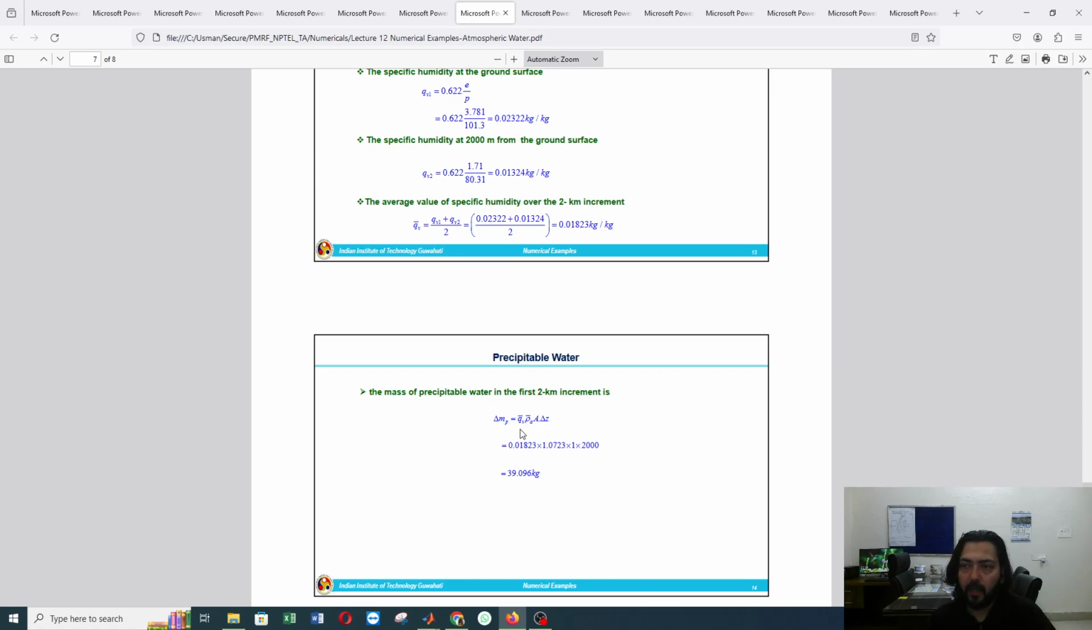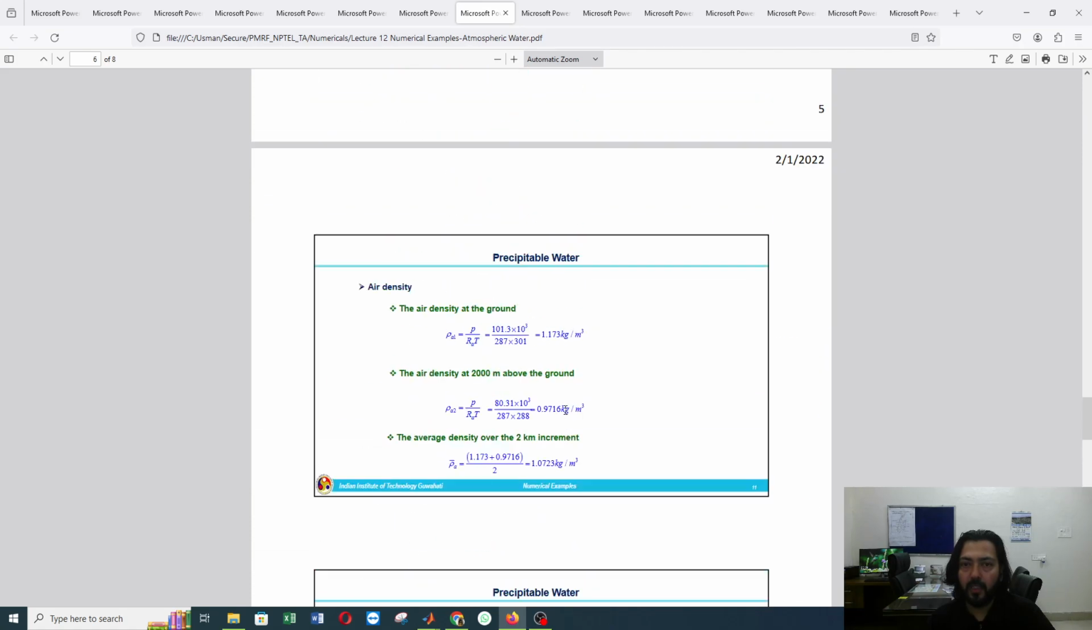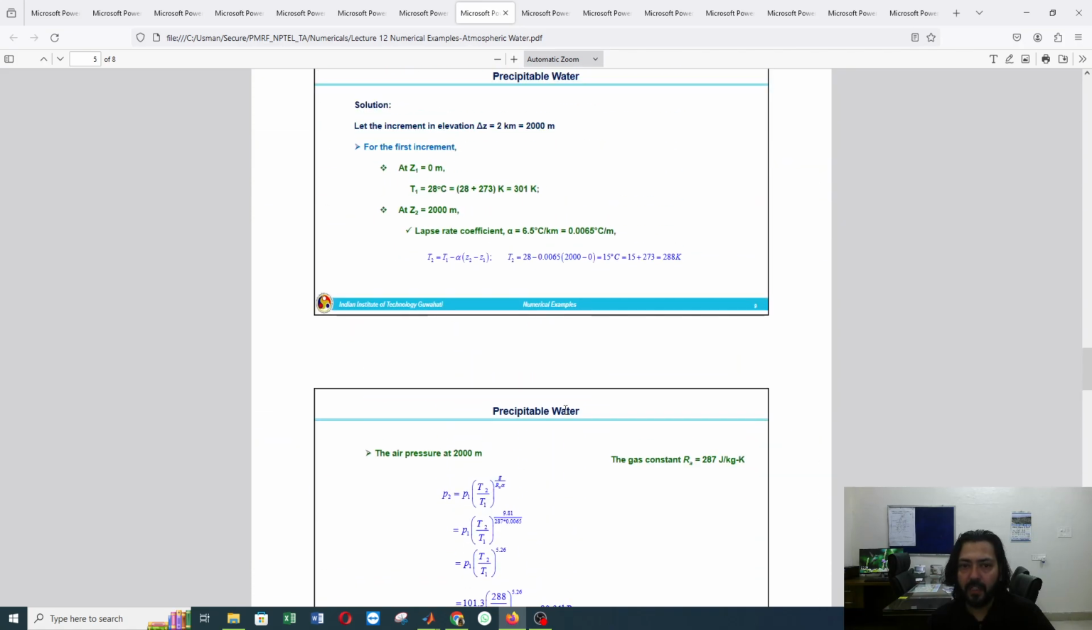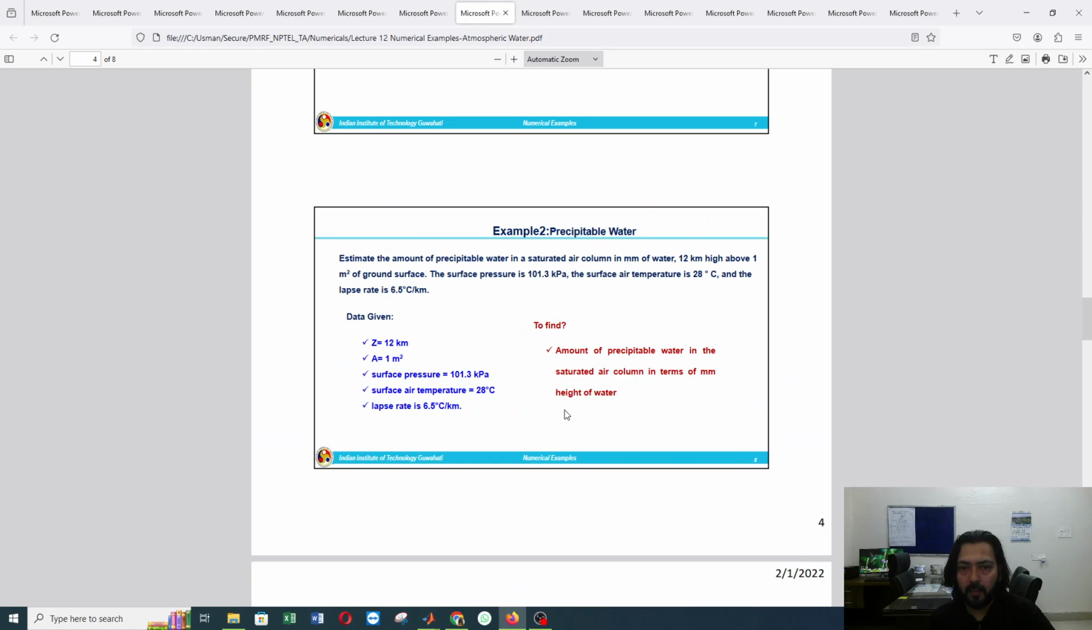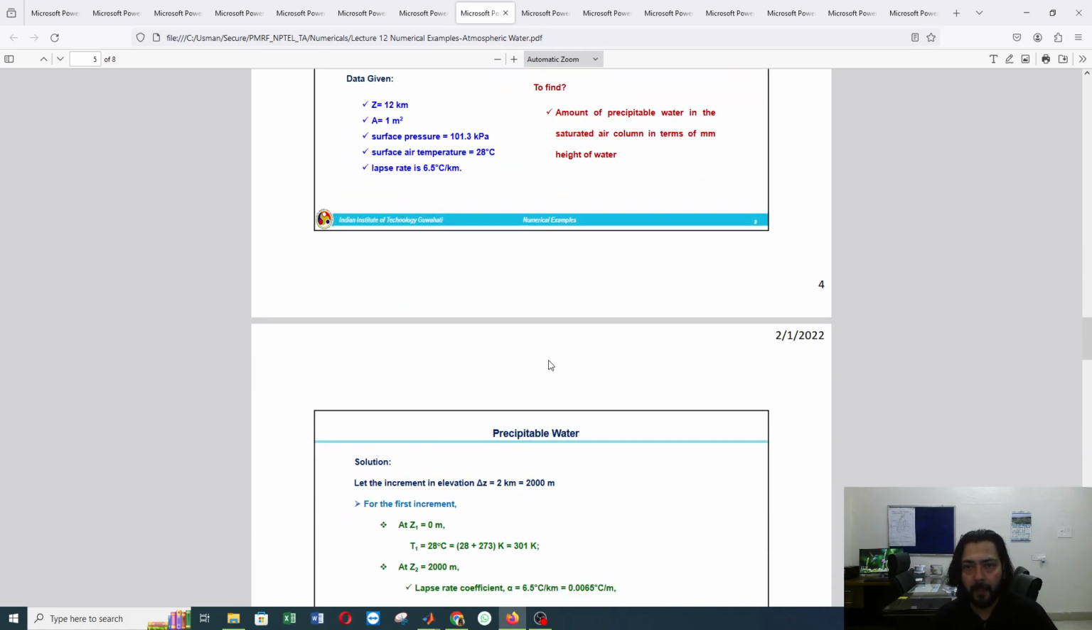That means we have to calculate specific humidity at both depths, that is at the ground surface and at the corresponding height that they have given. Similarly we have to calculate the density of air also at ground and at the corresponding height, and then take the average of it. Area is given to us, delta Z is given to us, then we can multiply and get the amount of precipitable water in kg.